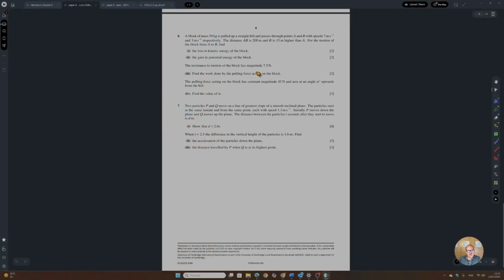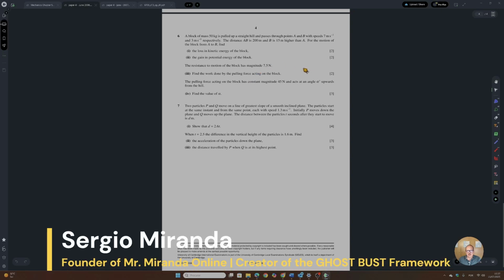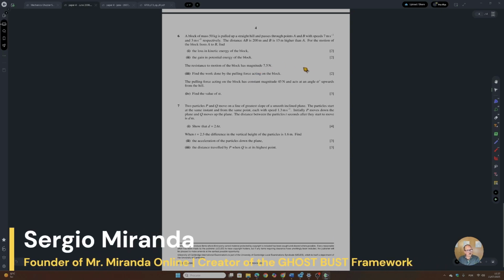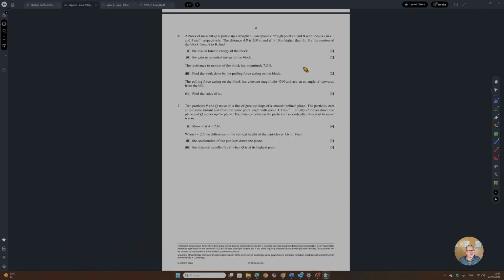We're now looking at some exam questions regarding the topic of energy, the first of which is a June 2006 paper 4, question 6, which says that a block of mass 50 kilograms is pulled up a straight hill and passes through points A and B with speed 7 meters per second and 3 meters per second respectively. The distance AB is 200 meters and B is 15 meters higher than A.